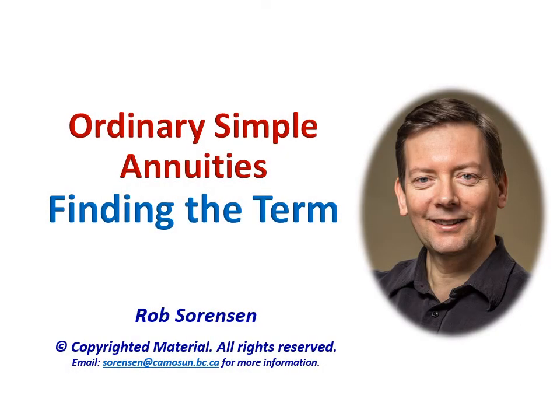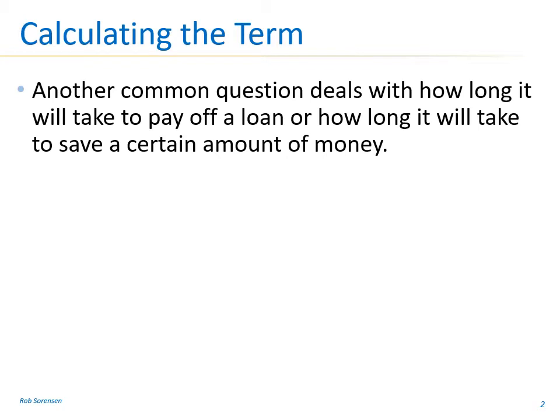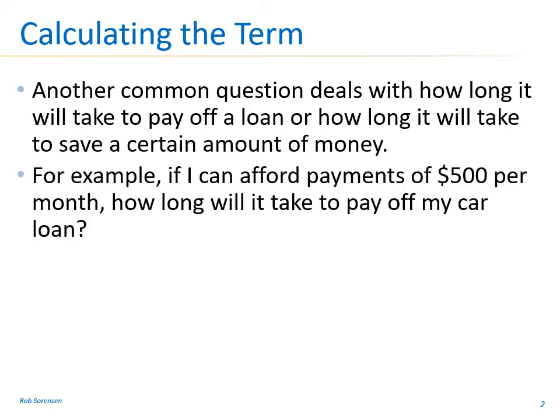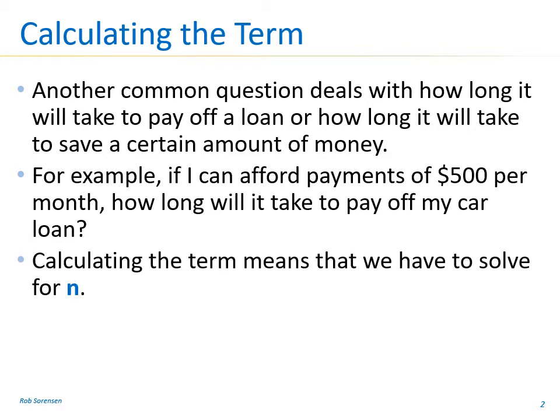Welcome back. We're going to look next at finding the term for ordinary simple annuities. It's just a common question we tend to get in finance, isn't it? How long will it take to pay off my loan if I make a payment of $500 a month, for example? Or how long will it take to save up for retirement if I can afford to deposit a certain amount every month? When we're doing questions like that, it means that we're solving for the term, or the amount of time, which means we're solving for n.